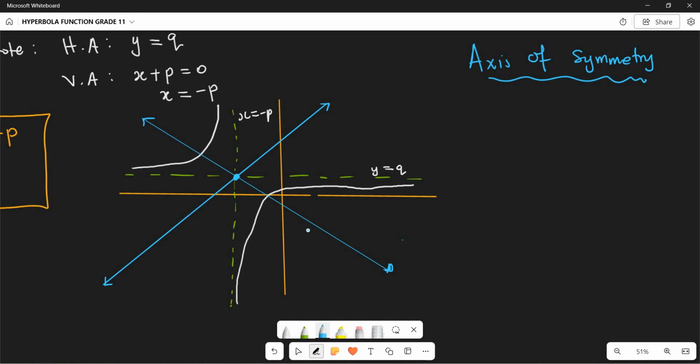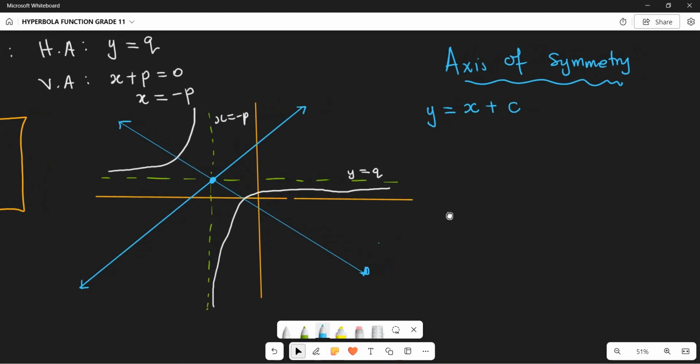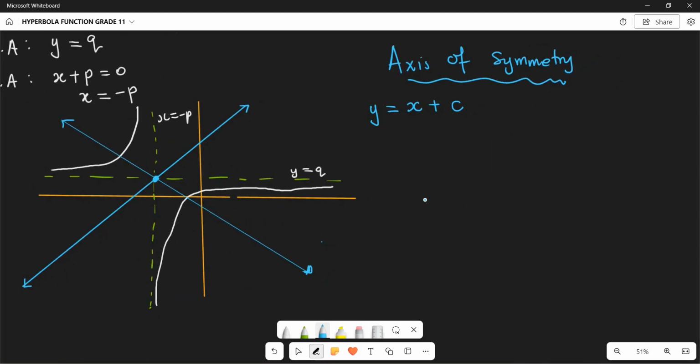So if they do that, then we have their equations. They are given by y is equal to x plus c. And the other one is y is equal to negative x plus c. So why is one positive and the other negative?